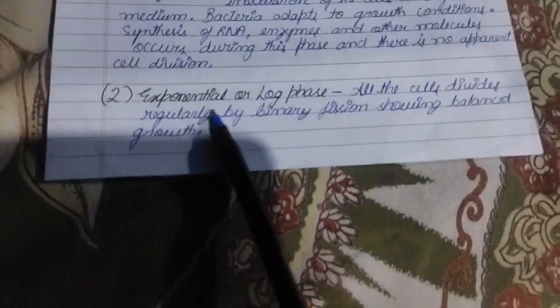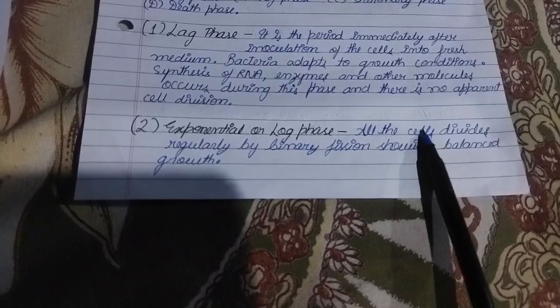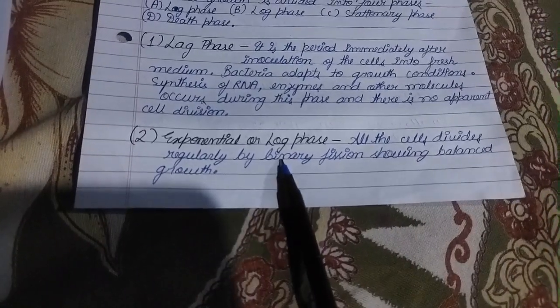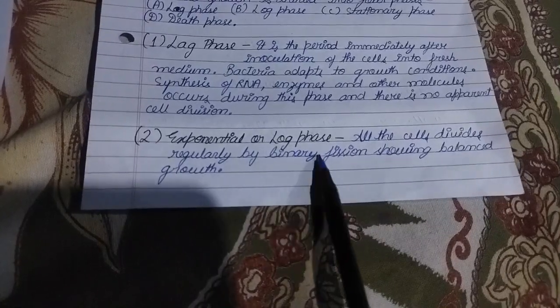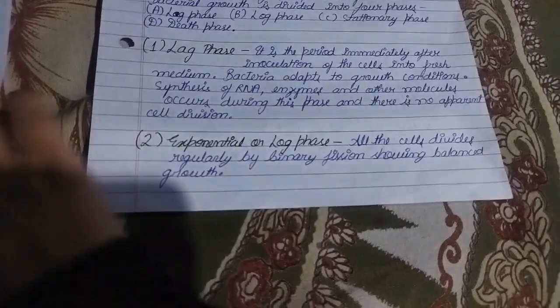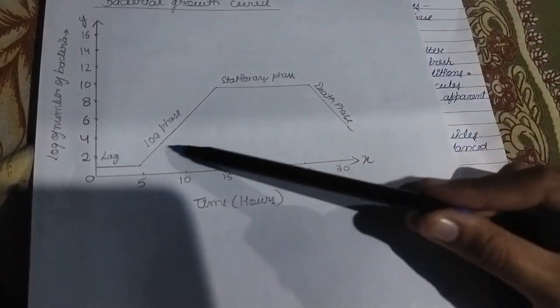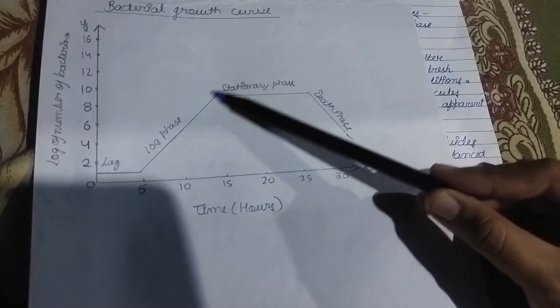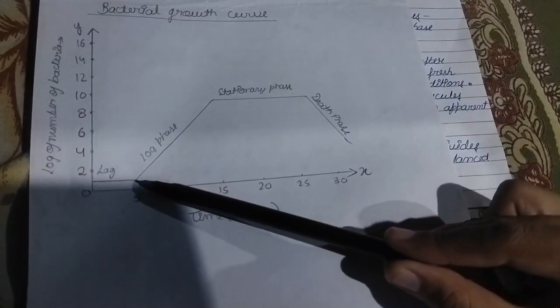Now the second one is the exponential or the log phase. Here all the cells divide regularly by binary fission. Since we are talking about E. coli, they are dividing by binary fission and showing balanced growth. Again we'll tally it with the graph. See, this phase is the log phase or the exponential phase, right? Here the bacteria are dividing.